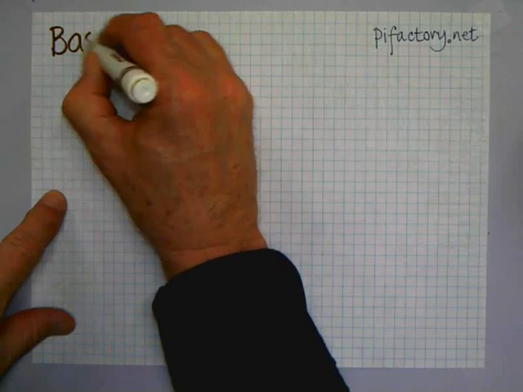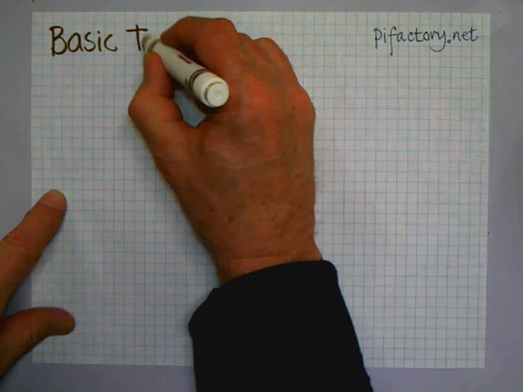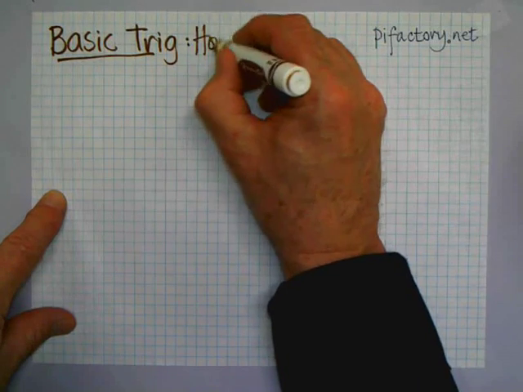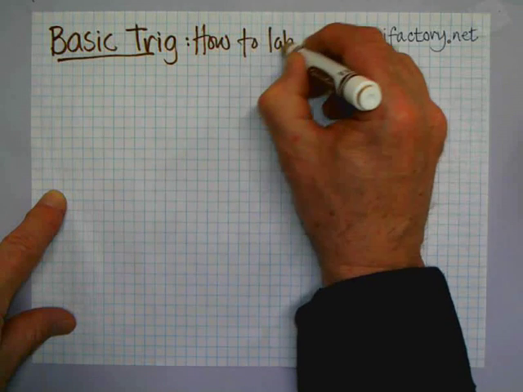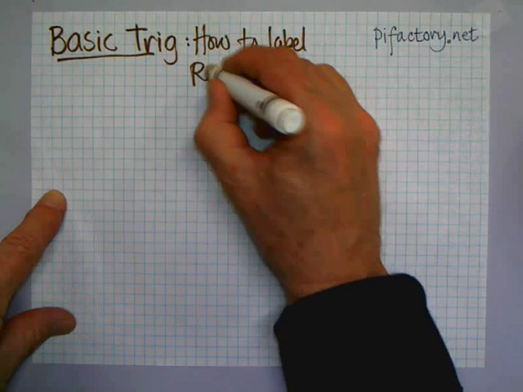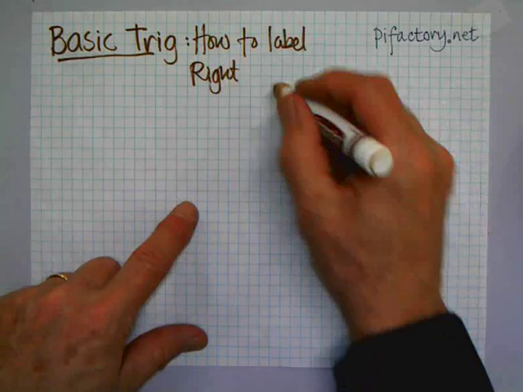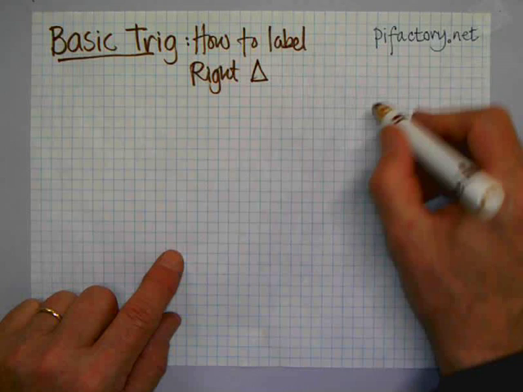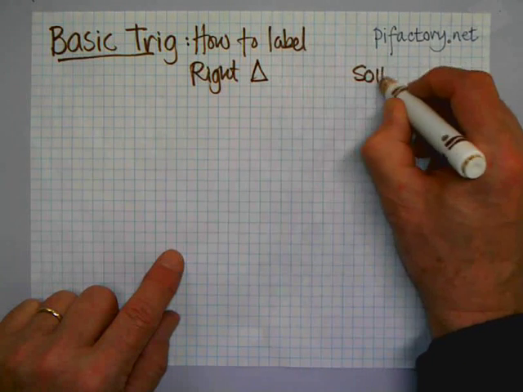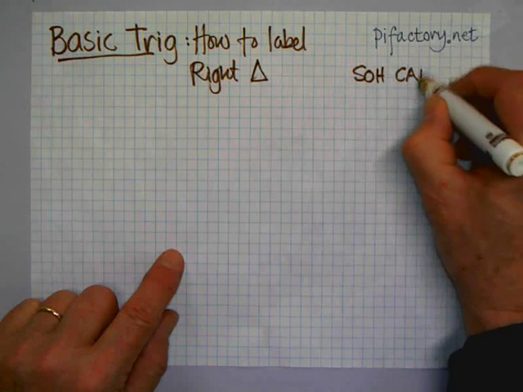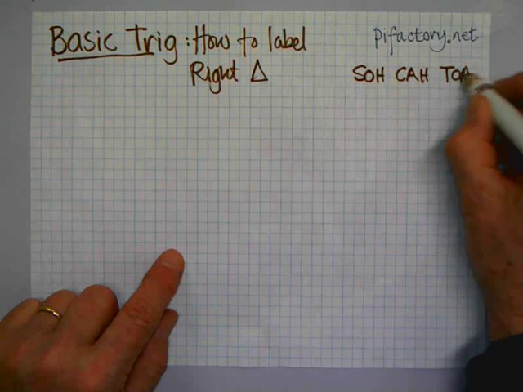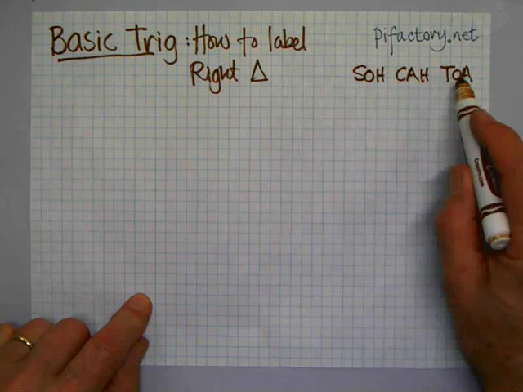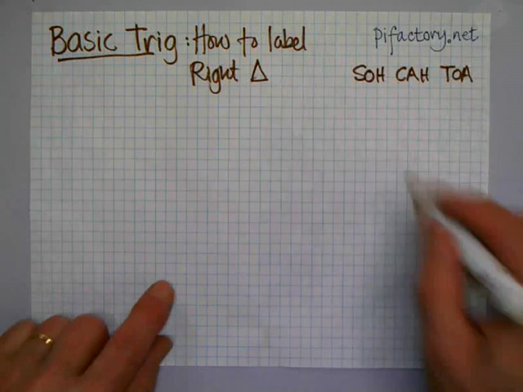Basic trig. It's essential really that we understand how to label a triangle, a right triangle. Trig is all about comparing the sides of triangles, and we come up with our well-known SOHCAHTOA, where these are the trig relationships. These are the trig ratios.